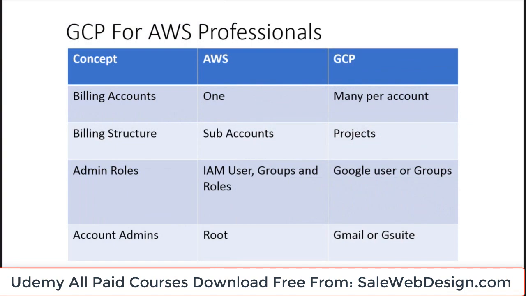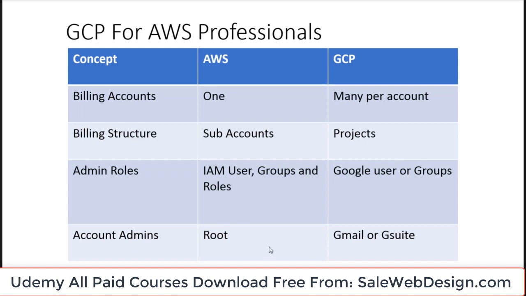Now let's talk about some concepts and terminology, essentially. In AWS, you could have essentially one billing account. GCP, you could have several per account or many. With a billing structure in AWS, we would call it essentially a sub-account. In GCP, we call it a project. Now the roles are going to be IAM user groups or roles. In Google, basically, you could also have the same, but you could also extend it out to Google user and groups as well.